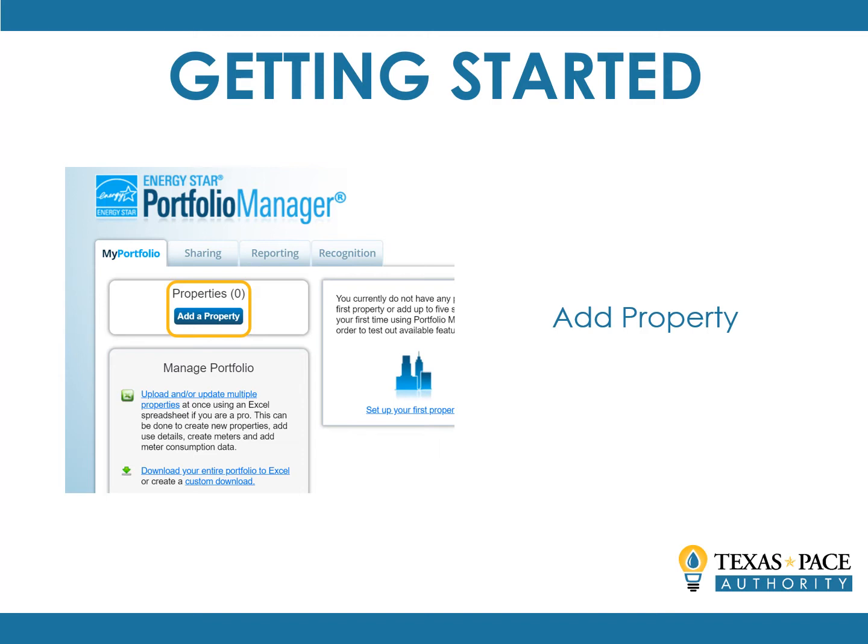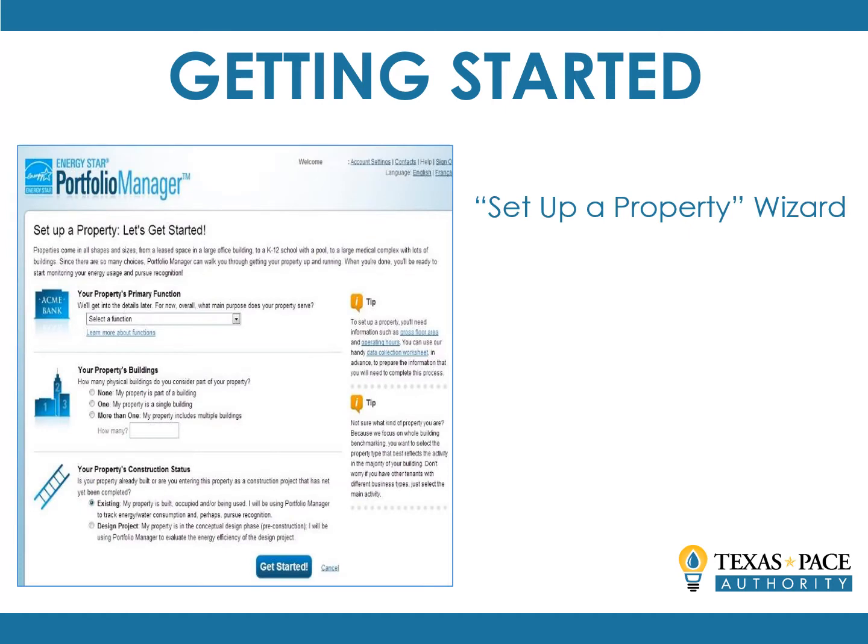Once you make your account, you can begin inputting more information about your properties. To start, click the Add Property button in the top left-hand corner of the My Portfolio tab. Once you click Add a Property, you'll see this wizard, which will guide you through the steps. On this page, you can enter the primary function of your property from the drop-down list. Choose the one that is most similar to your property.